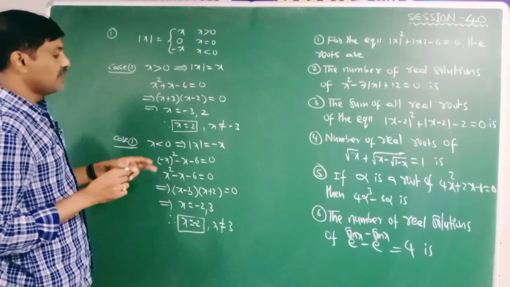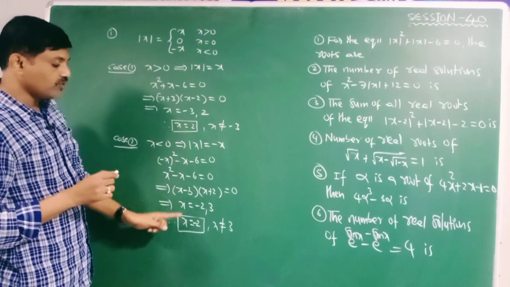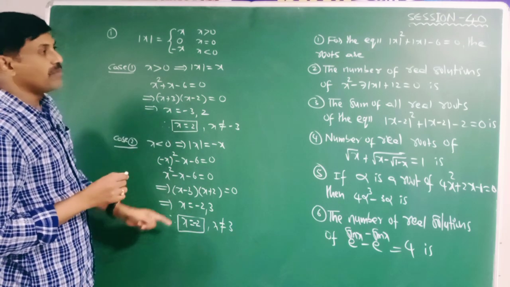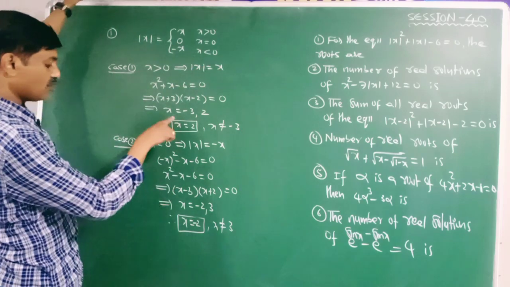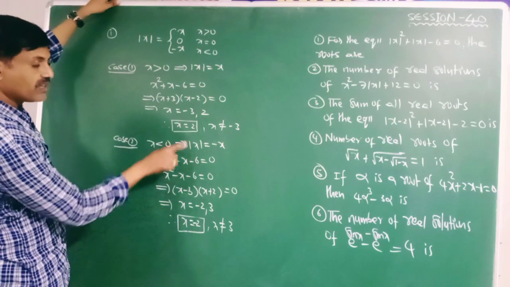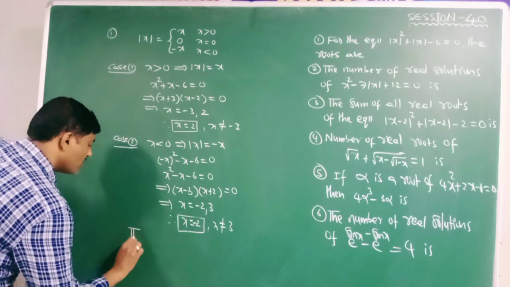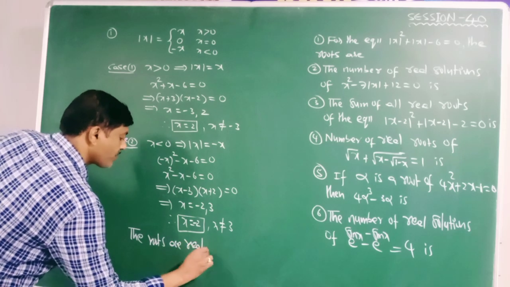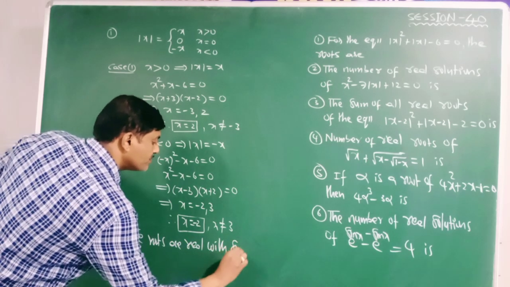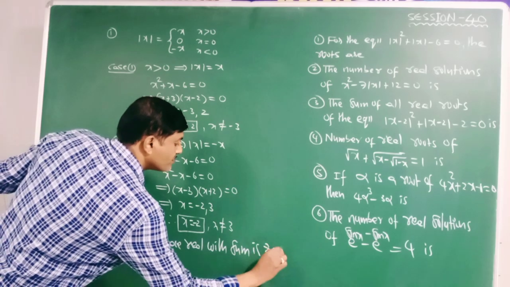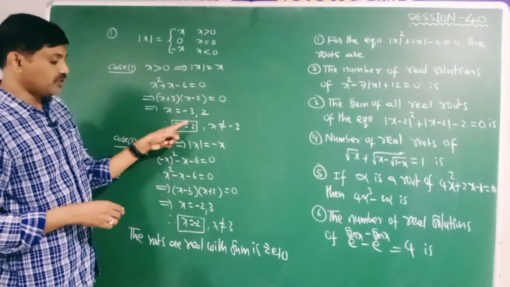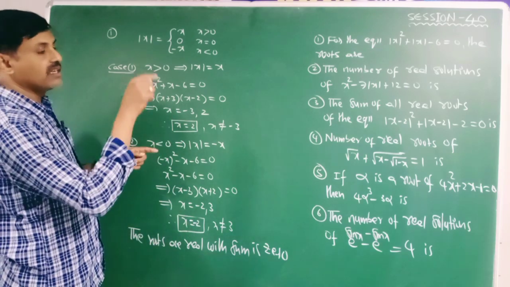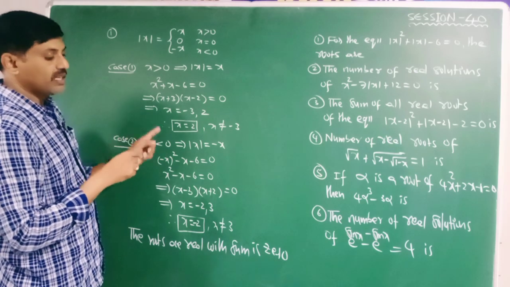Okay, in this case we got two roots, one x is equal to 2, other is x is equal to minus 2. The roots are 2 comma minus 2, the roots are real and their sum is what? Very clear, 0. Therefore the roots are real with sum is 0. One is 2, other is minus 2, their sum is 0.